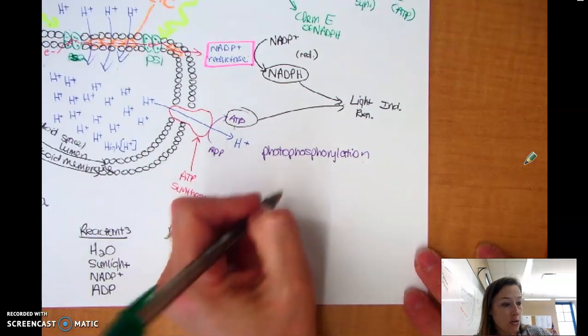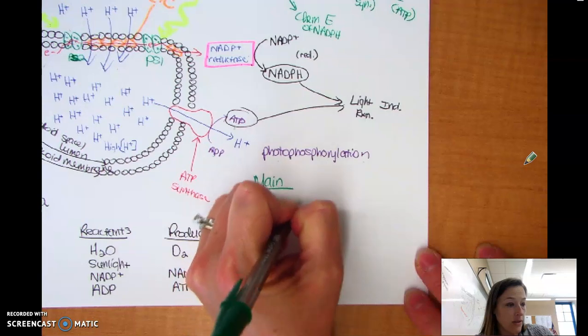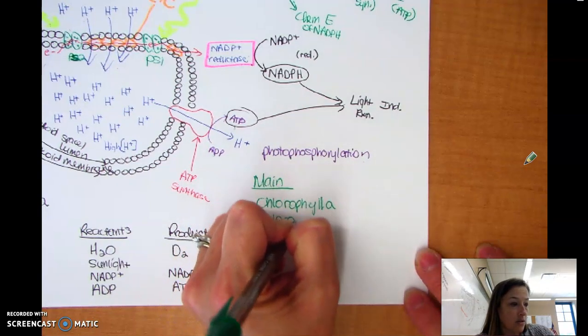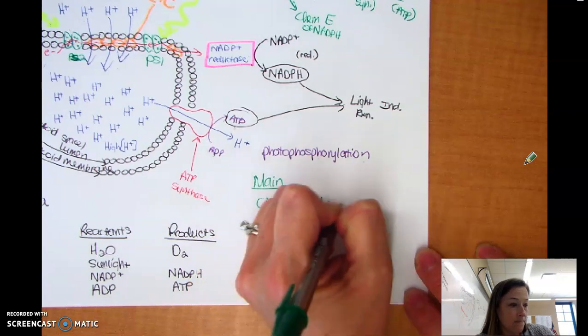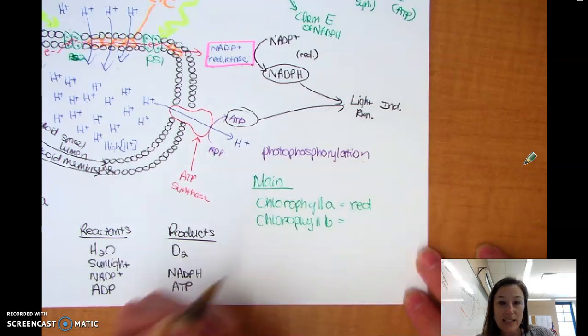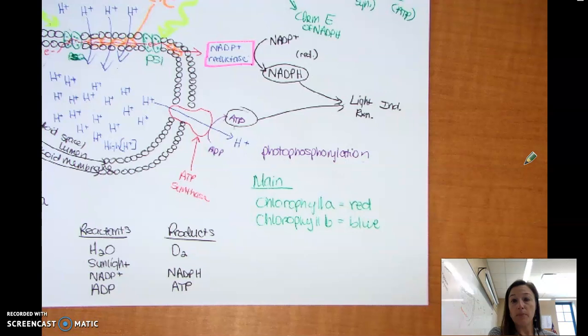So there are two main pigments, and those are chlorophyll A and chlorophyll B. Chlorophyll A is going to be absorbing primarily red. It does some other colors too, but the most is red. Chlorophyll B is blue. We can remember that because B for blue.